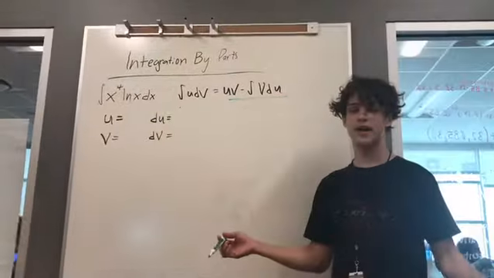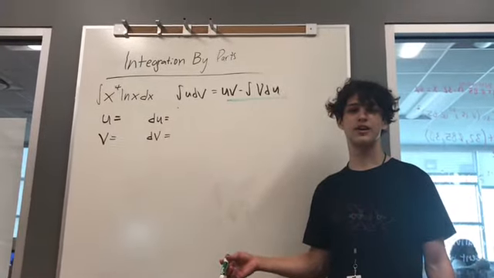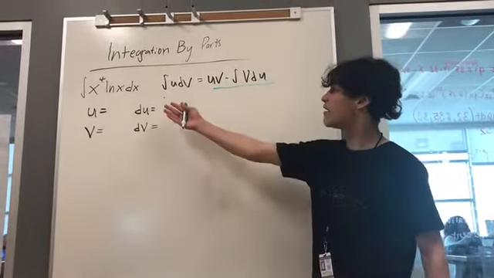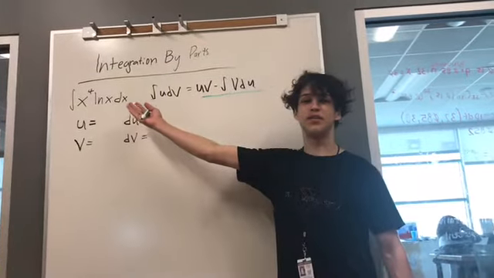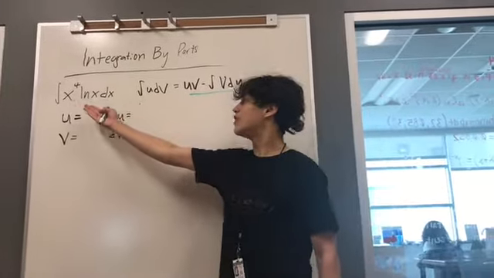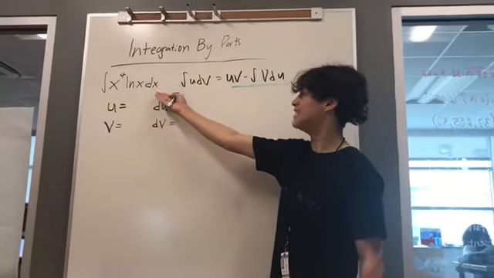Alright guys, this is stage 2 of our integration by parts lesson. We are going to be doing another example. It's a little bit more complicated this time. We have the integral of x to the power of 4 ln x dx.